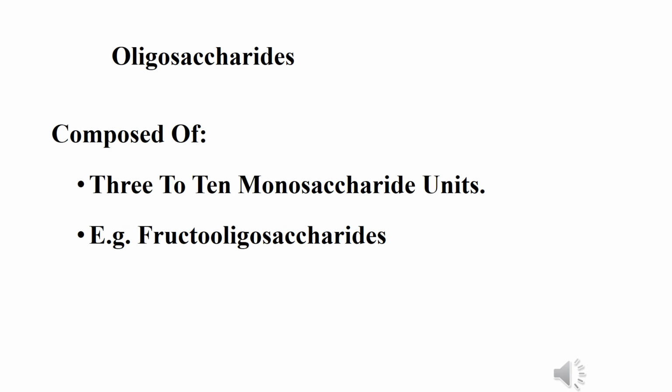Next is oligosaccharides. Oligosaccharides are formed by the fusion of 3 to 10 monosaccharides. If the number of monomeric units is 2, then it is known as disaccharide. If more than 2, with a range limit up to 10, from 3 to 10, they are oligosaccharides. An example for oligosaccharide is fructo-oligosaccharides.